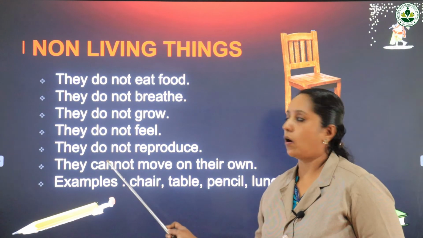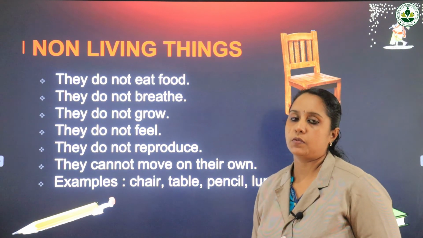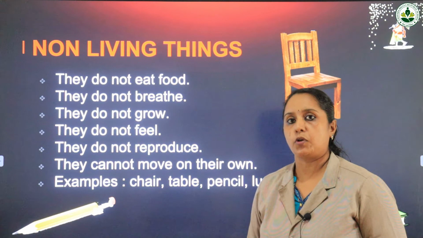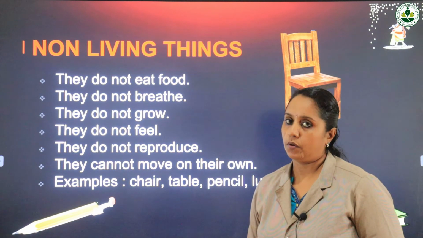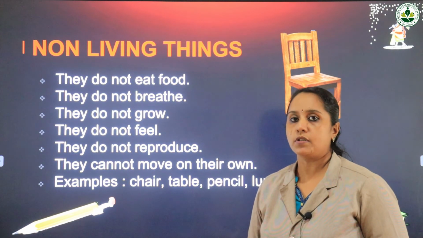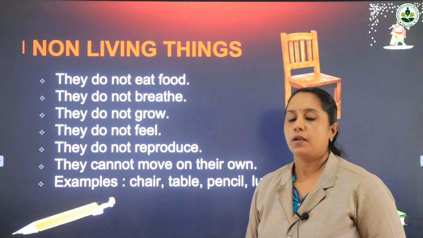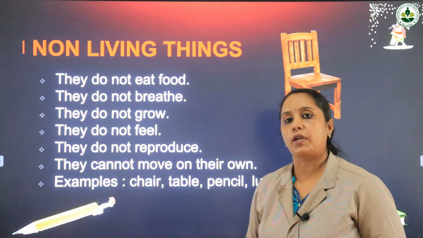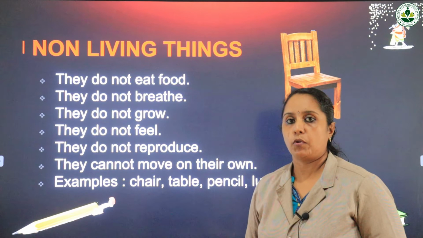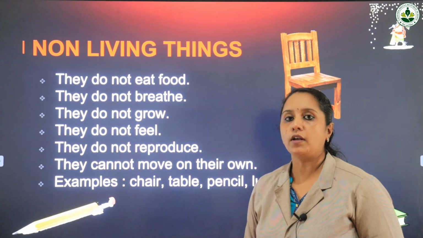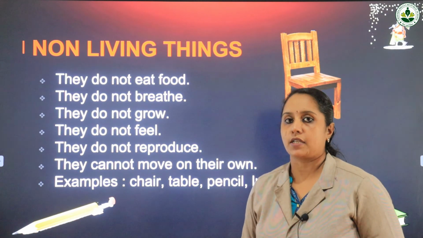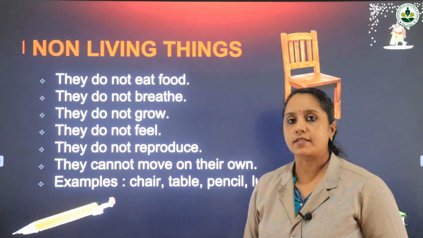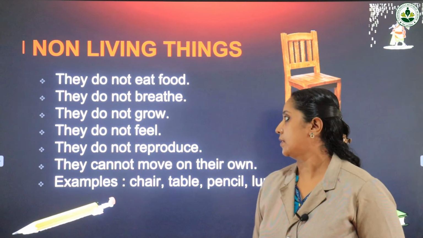Now, they do not reproduce. We spoke about the toy horse. Does it produce any young one? No. But if it was a live horse, it could have produced young ones. But since it is a toy horse, no young ones are produced. What about the shoe? That also will not reproduce. So we have to understand all non-living things do not reproduce.